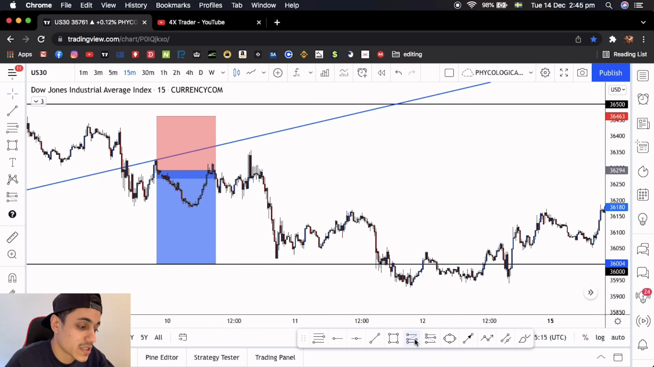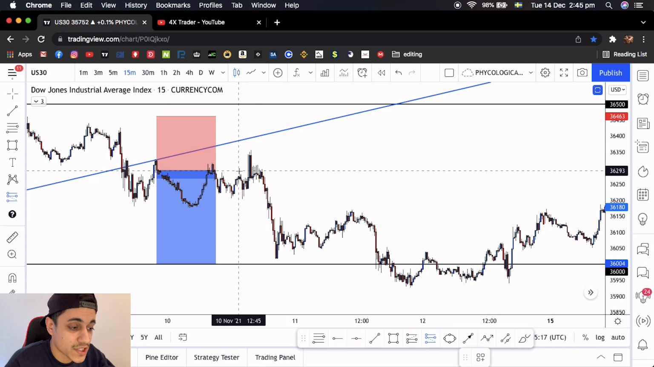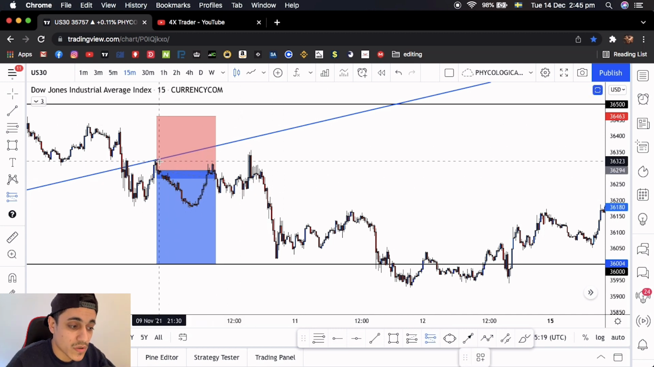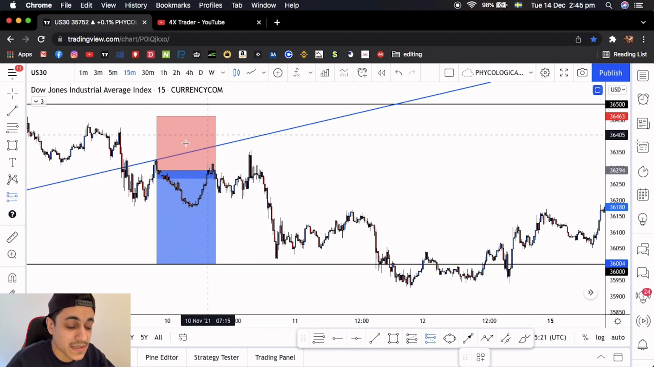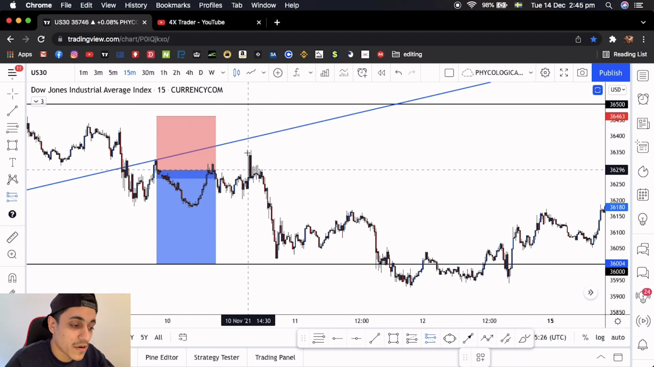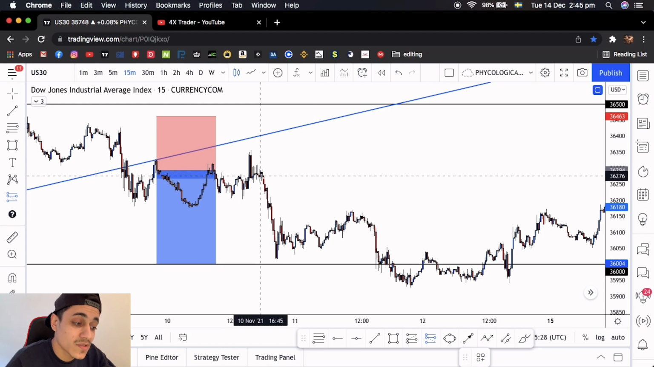Now here, if you want to talk about scaling in, this could have been another opportunity for you to scale in another position, right? You could have taken a short position. The market tries to come up and it retests the trend line again, and it fails to make new highs. So after this close, all these wicks tell you something.